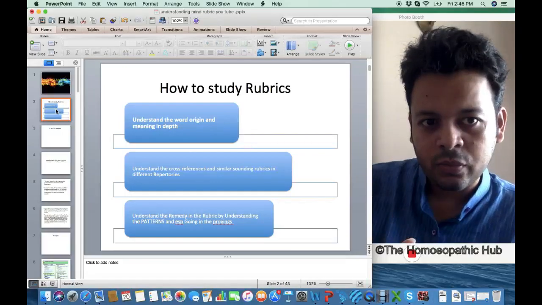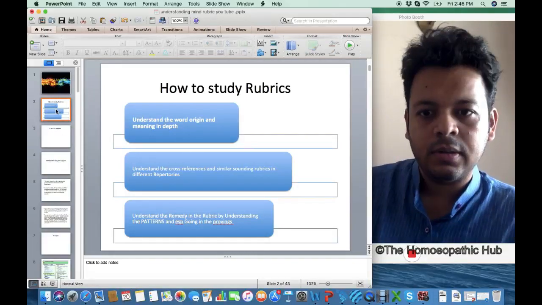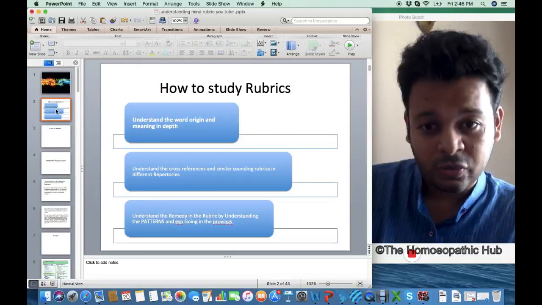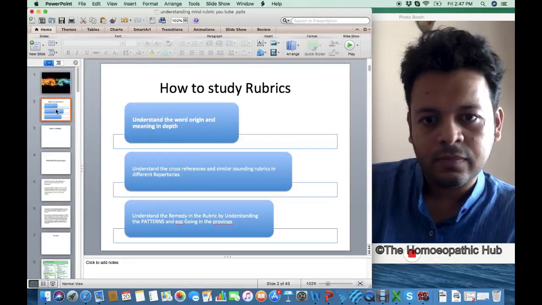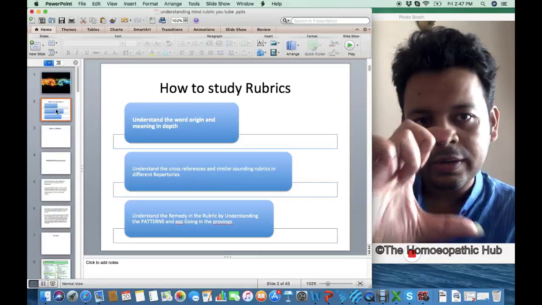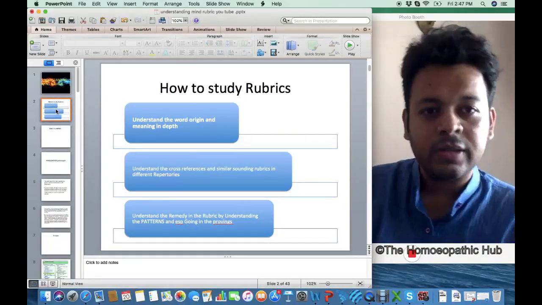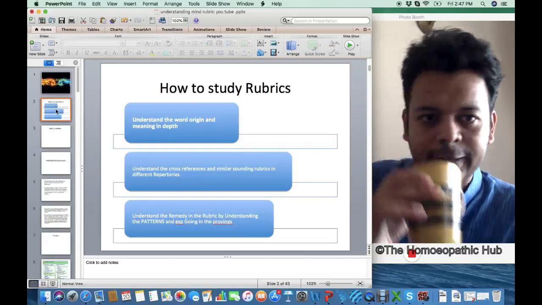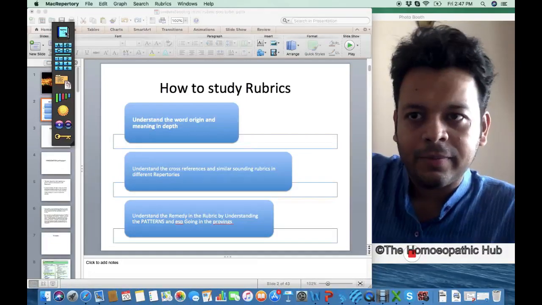So the first step: understand the rubric, the word origin. The second step: understand cross references. And the third step: from the rubric, start understanding the remedy in the rubric. Understand why that remedy is in the rubric, what it means, what is the pattern of that remedy, and how to understand other rubrics of that remedy to understand that remedy. And finally, and this is the final quote you can say, is to understand the provings. So you have to understand how that rubric came into that remedy.